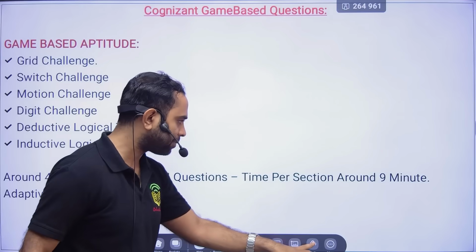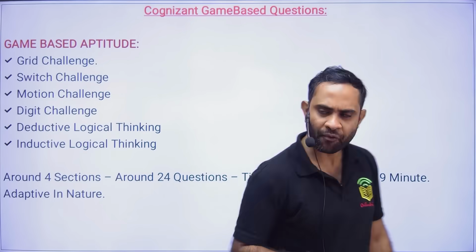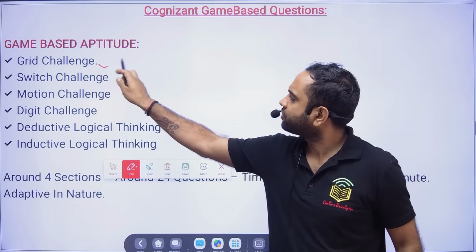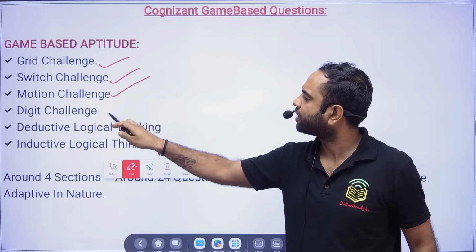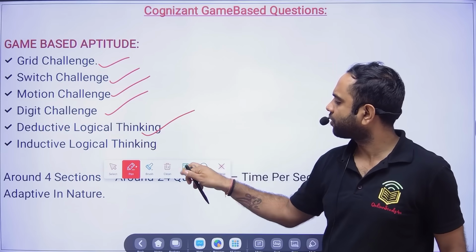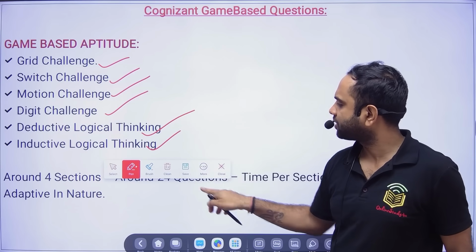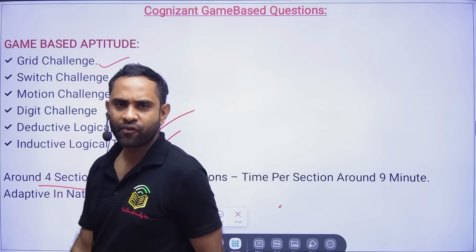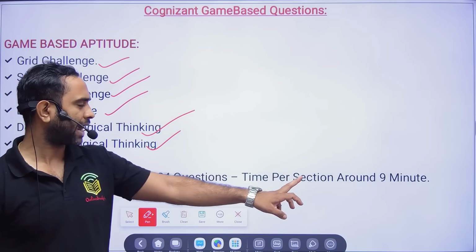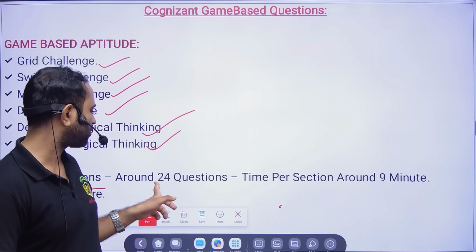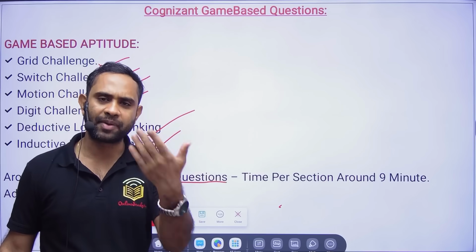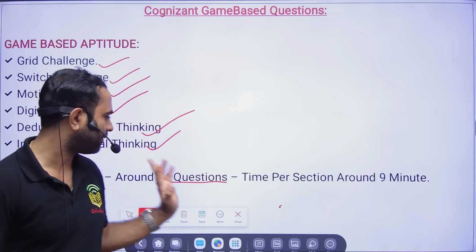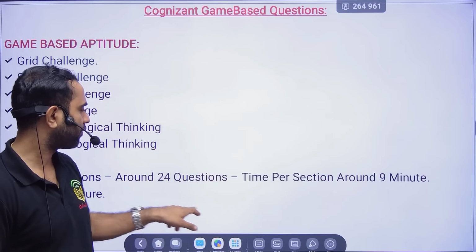Now, in game-based aptitude, friends, see what all they will ask: grid challenge, switch challenge, motion challenge, digit challenge, deductive logical thinking, inductive logical thinking. So basically around 4 sections, 24 questions, and around 9 minutes per section you will be getting. Actually these questions will vary as you solve more and more questions. I'm just giving you an approximate figure.